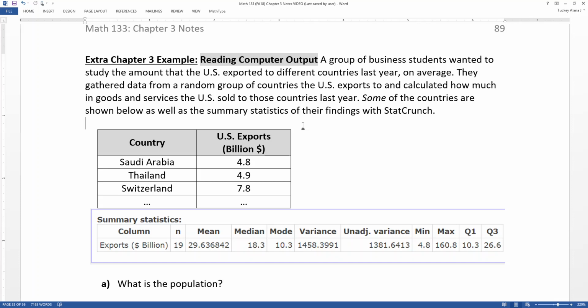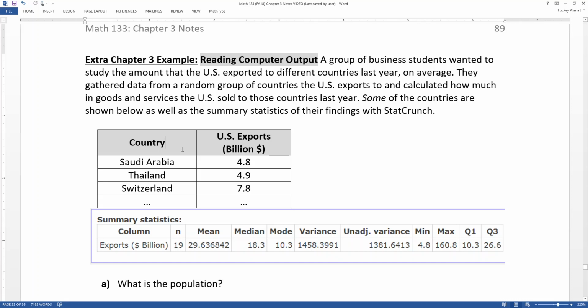Okay, so we have a group of business students who wanted to study the amount that the U.S. exported to different countries last year on average. They gathered data from a random group of countries the U.S. exports to, because we don't export to every country, so it's just the countries that we export to. And then we calculate how much in goods and services the U.S. sold to those countries last year. Some of the countries are shown below, as well as the summary statistics of their findings with StatCrunch.